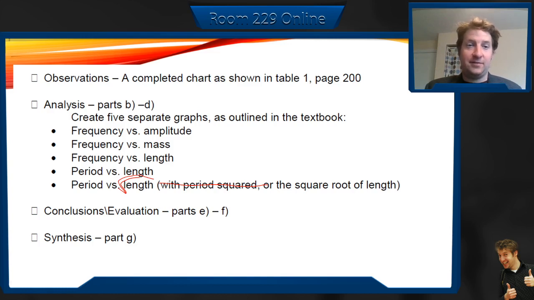Then you're going to have 5 graphs. Then you're going to talk about your relationships. Then you're going to look at your error. Then G, that's a math question. All right, I hope that helps, and have fun.